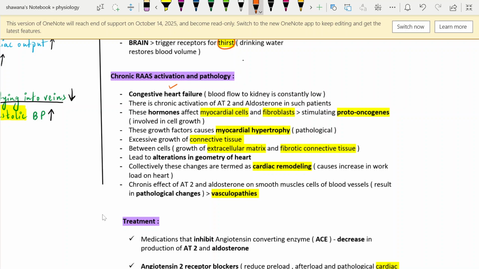Not only the heart, but blood vessels are not spared at all. Under the influence of angiotensin 2 and aldosterone, the smooth muscle cells of the blood vessels are constantly constricting, right? They are undergoing vasoconstriction, so they will cause vasculopathies. They will cause pathological changes in the blood vessels. That's what we term vasculopathies.